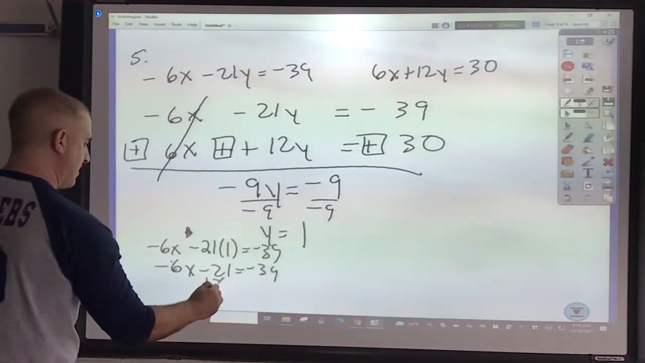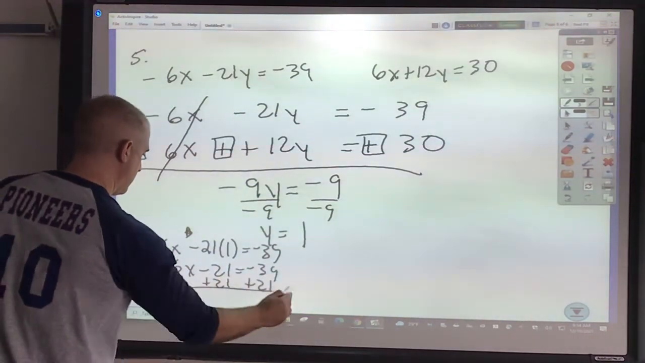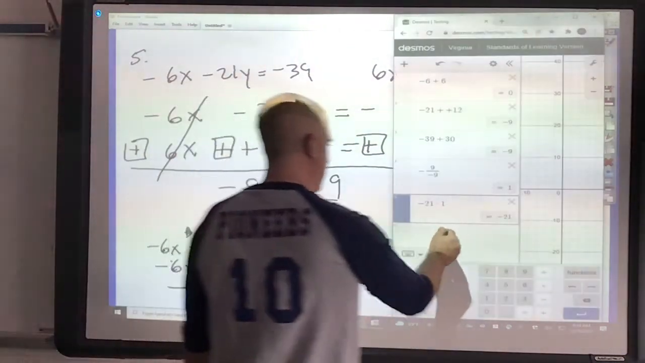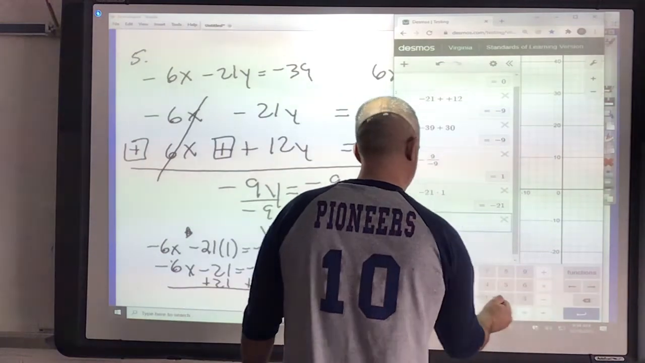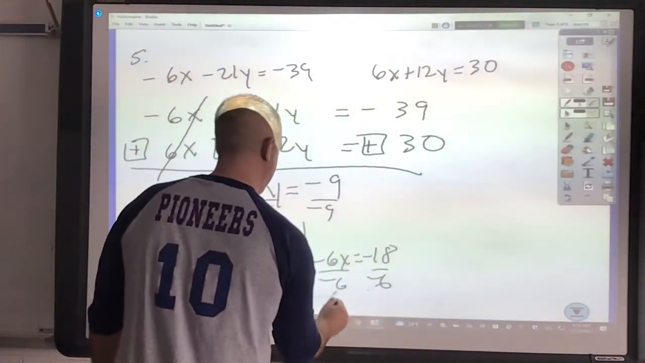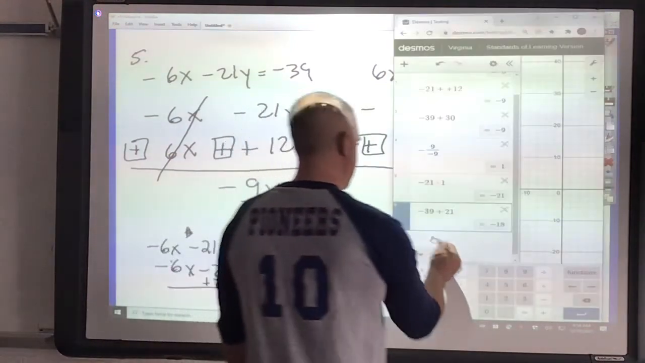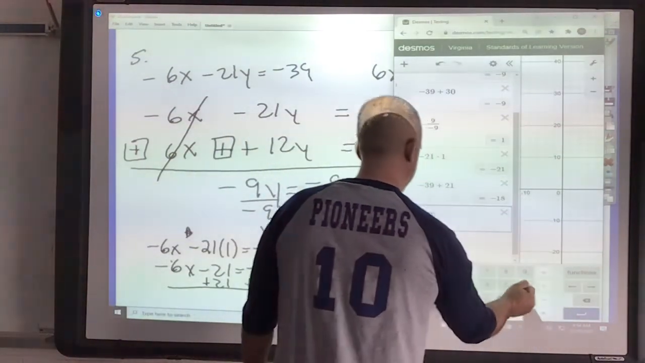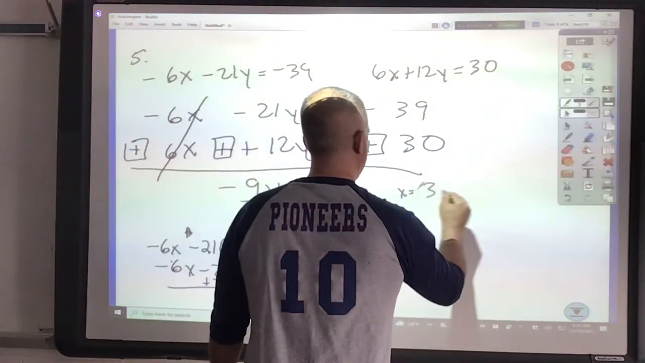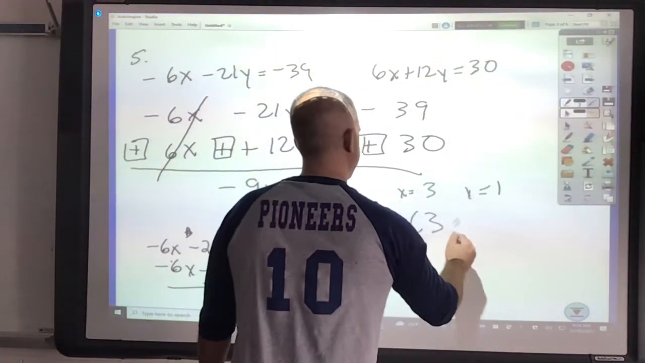To solve for x, I would add 21. So I got negative 6x equals negative 39 plus 21, which is negative 18. Divided by negative 6, I get x equals negative 18 divided by negative 6, which is positive 3. So I got x equals 3, y equals 1, or I could write it as (3, 1).